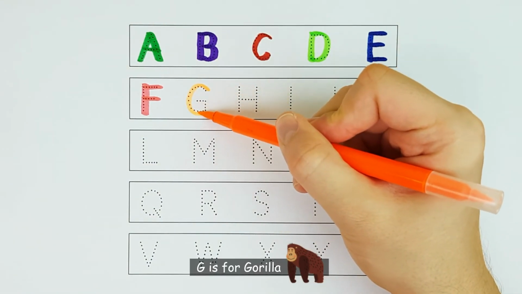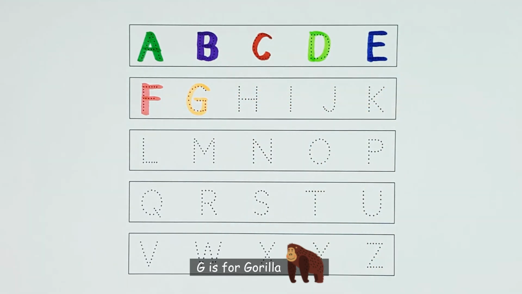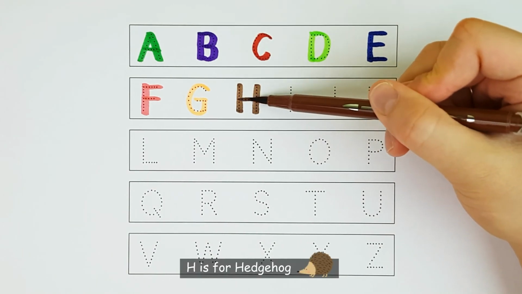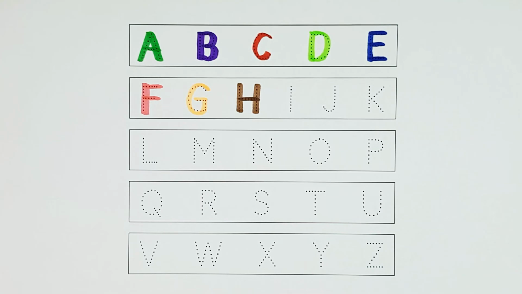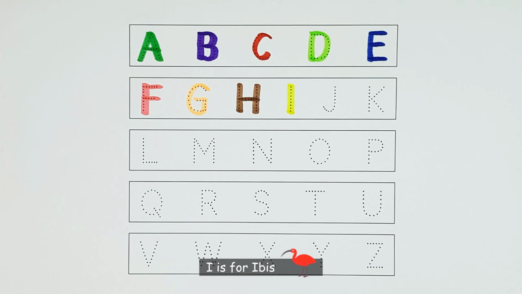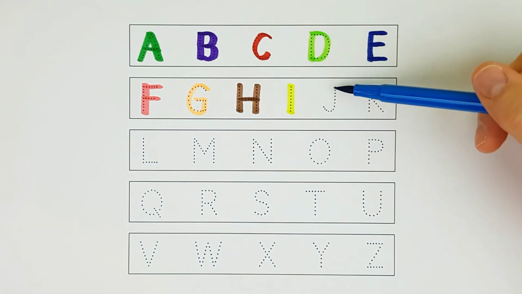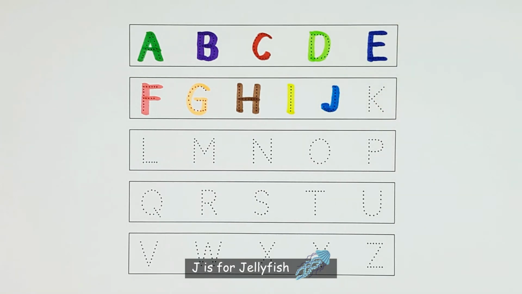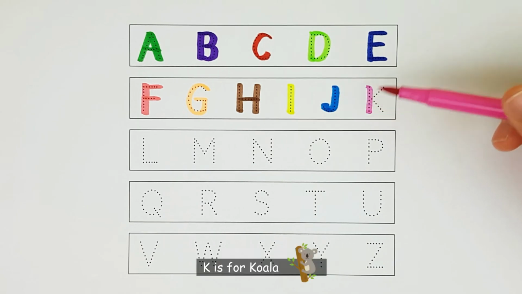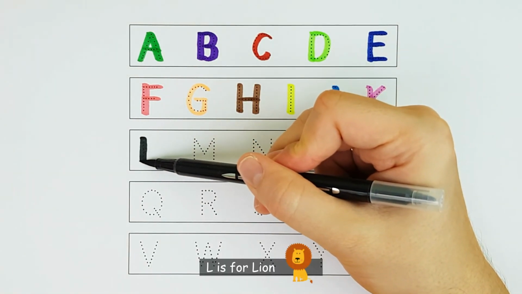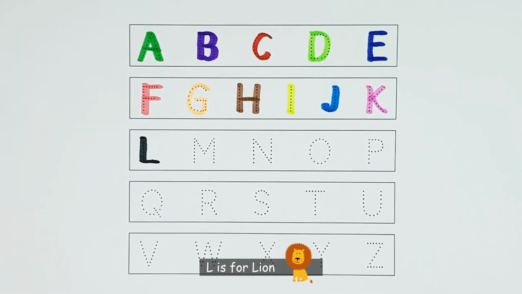G. G is for gorilla. G. H. H is for hedgehog. H. I. I is for ibis. I. J. J is for jellyfish. J. K. K is for koala. K. L. L is for lion. L.